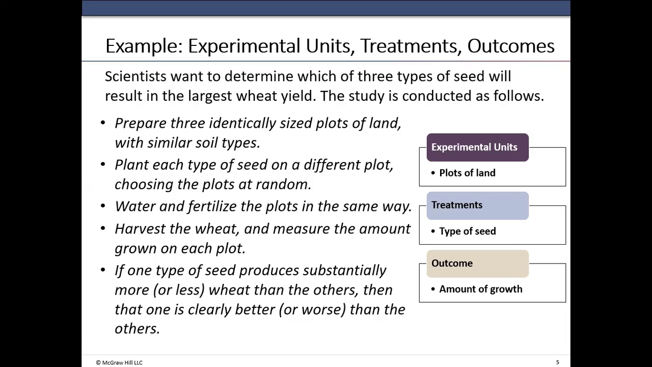Scientists want to determine which of the three types of seed will result in the largest wheat yield. The study is conducted as follows. So you have experimental units, which are plots of land. You have treatments, which are the types of seed. Plant each type of seed on a different plot, and water and fertilize the plants in the same way. Okay. So harvest the wheat and measure the amount of wheat grown on each plot. So that's your outcome, results, amount of wheat grown. If one type of seed produces substantially more or less wheat than the others, then that one is clearly better or worse than the others. Okay.